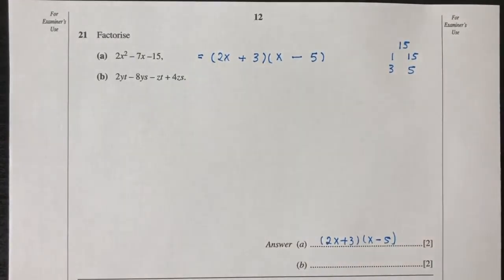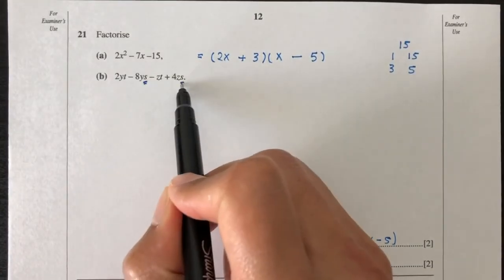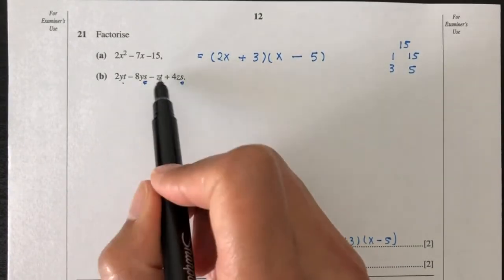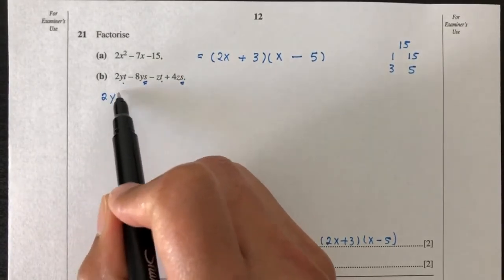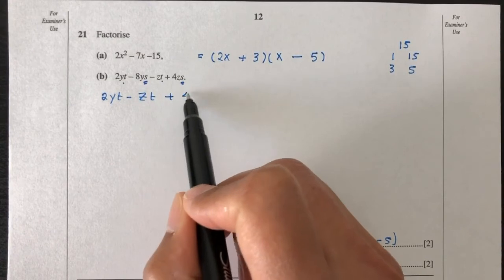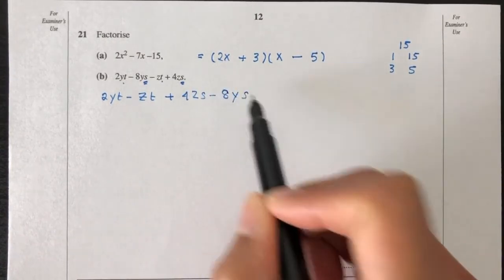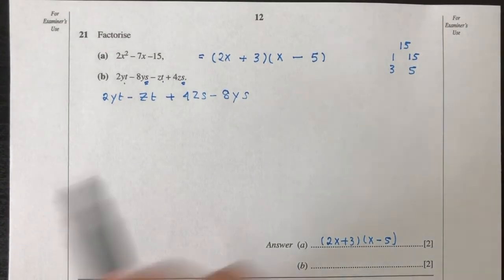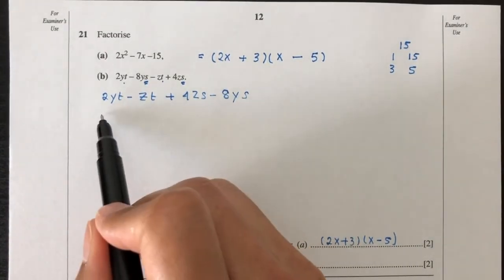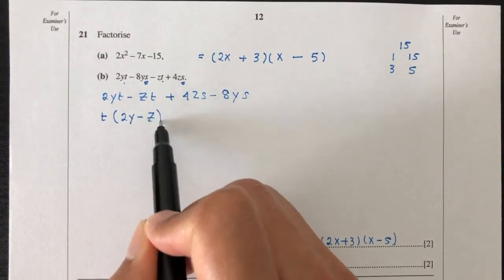Now for this one, let's observe. We have s here and s here, we have t here and t here. So let's bring these two on one side. We have 2yt minus zt plus 4zs minus 8ys. So now let's factorize one by one. For these two, you see t is common. We'll take out t. We have 2y minus z.